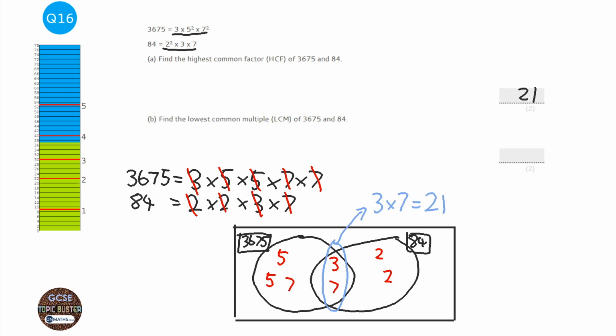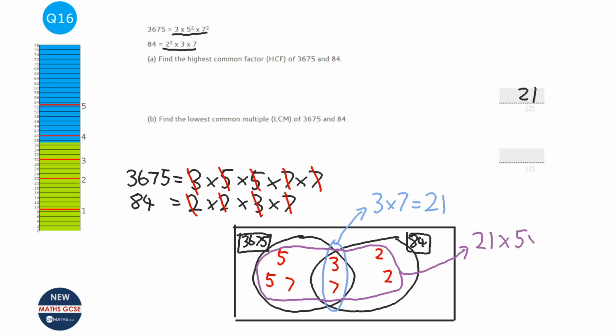Now, to find the lowest common multiple, which is question B, what you need to do is times all of them together, every single one. Now you might wonder, well hang on, surely that's just going to give us 3,675 times 84, so why couldn't I just do that? Well, the overlapping ones we're only going to write once, so the 3 and the 7 in the middle, we're only writing them once. So if we did 3,675 times 84, we would be timesing by 3 and then timesing by 7 again. So we've already done the middle bit, so we've already done the 21 in the middle, and I need to do the ones around the side.